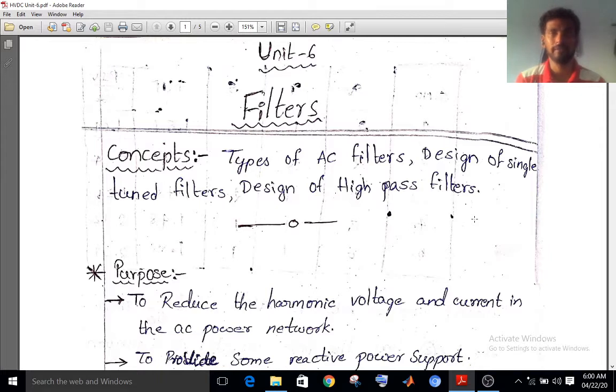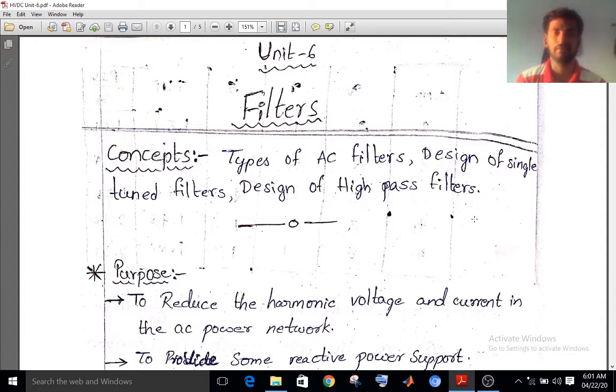Today we'll see filters. This was the sixth unit in HVDC transmission systems. In this unit we'll cover types of filters, design of single tuned and high pass filters.